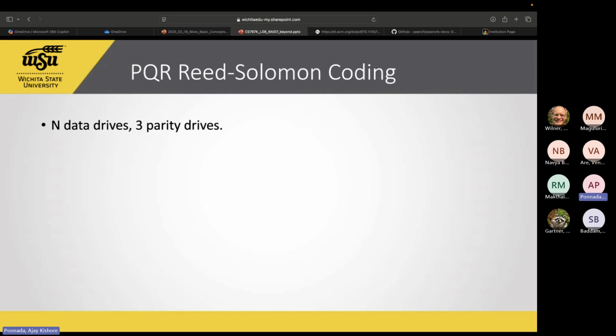So N data drives and 3 parity bits. Of course, we have PQR parity bits. If we have 7 data drives, it should be 10 in total with 3 parity bits. That's simple. We'll see the calculation of P, Q, and R. These are simple calculations theoretically, but increasing the number of N drives makes the computations more complicated, at least for handheld computations.